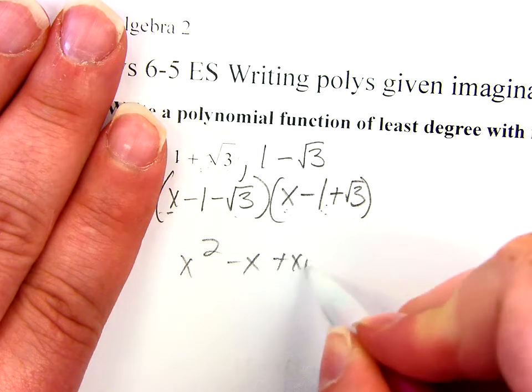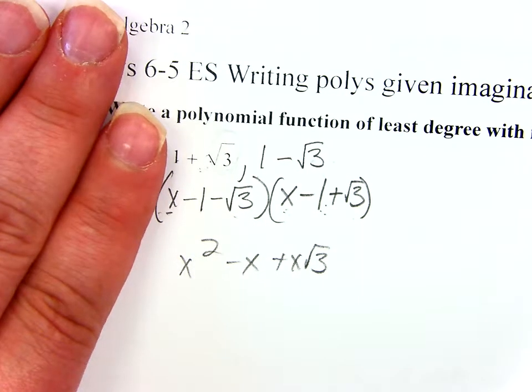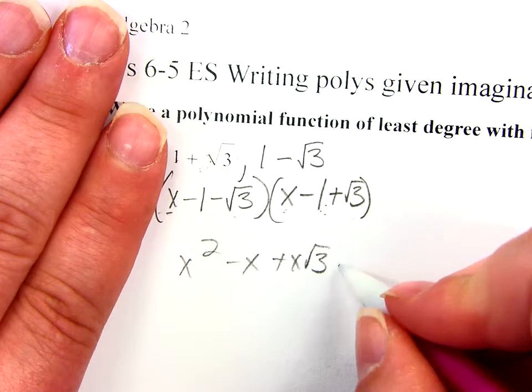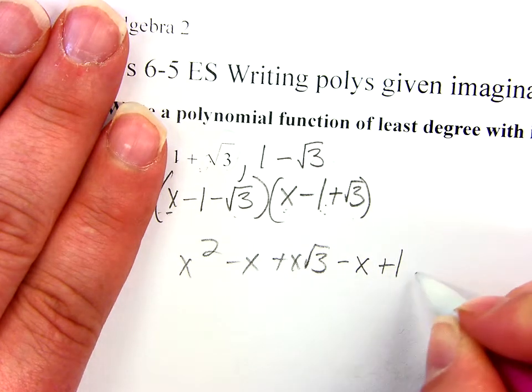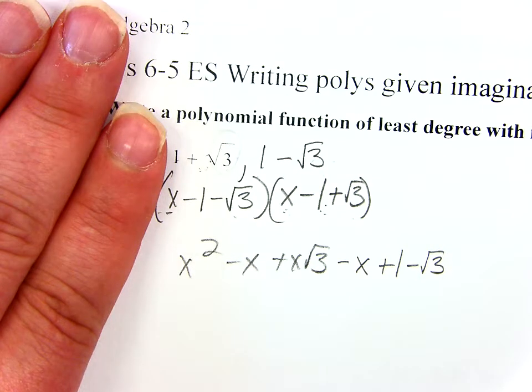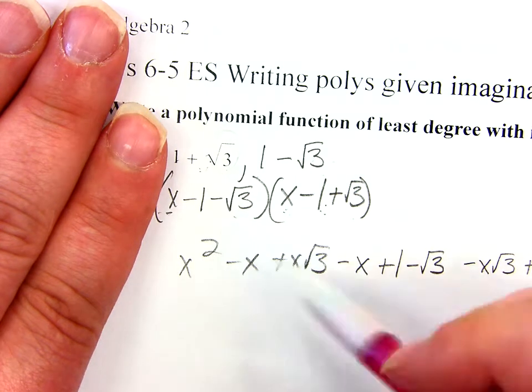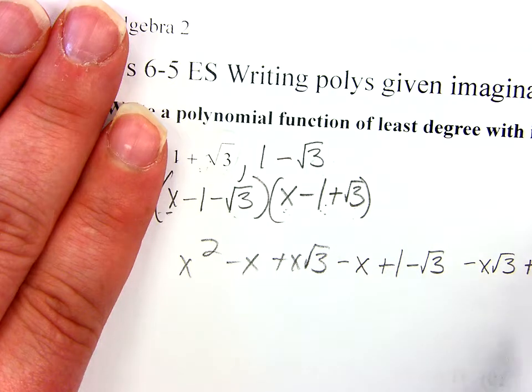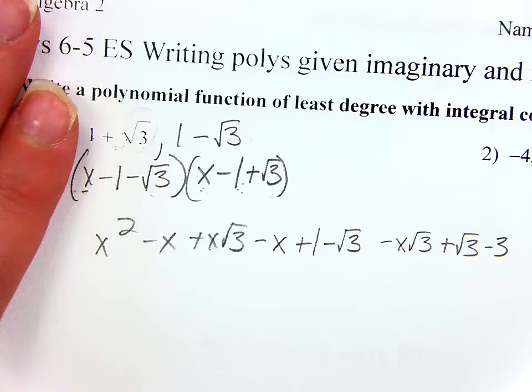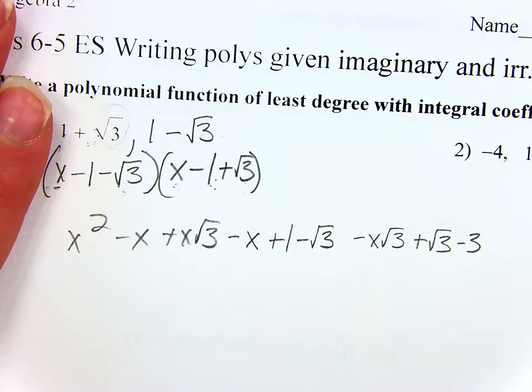So let's do x times all of this. That's x squared minus x plus x root 3. Right in the same line, just keep going. You do -1 times all of this. -x plus 1 minus root 3. And then -root 3 times all that. -x root 3, positive root 3. Then what's -root 3 times positive root 3? -3. There's all of that. There should be 9 terms. 1, 2, 3, 4, 5, 6, 7, 8, 9. Oh, good.